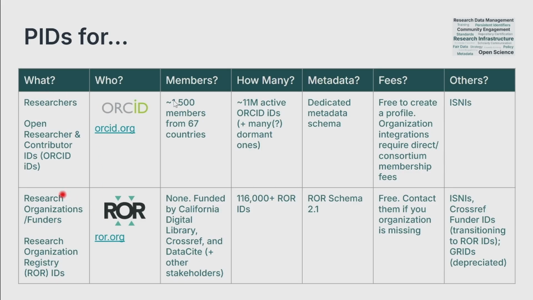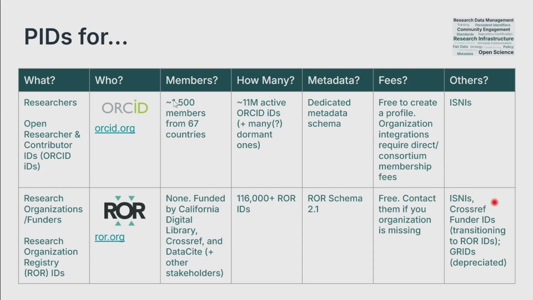Then for research organizations and funders, we have ROR IDs. ROR is a global registry of research organizations. It's not a member organization. It's actually funded by several stakeholders, including Crossref and DataCite. There's 116,000 ROR IDs at the moment. Again, they have their own metadata schema. There's no fee involved in having a ROR ID. If your organization happens to be missing, you just contact them and they'll create a record for you.